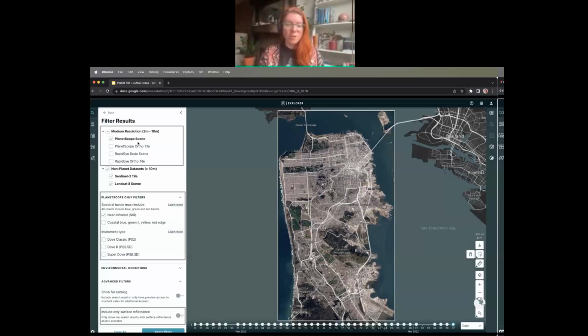You can just search all at once, but you can turn on different filters. By default, the 4-band data will show up, which is the RGB and near infrared, with this checkbox here. If you want the 8-band data, you can also click the checkbox for coastal blue, green, yellow, and red edge, or you can filter by specific instrument type: Dove Classic, Dove R, or SuperDove, if for some reason you only want imagery from one particular type of satellite.